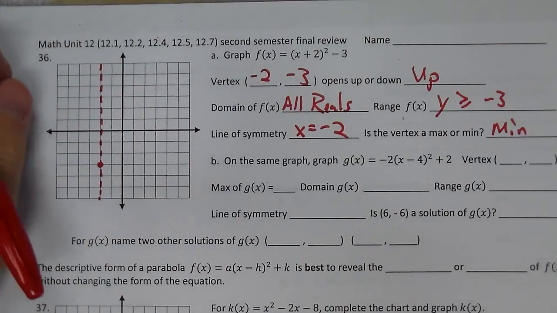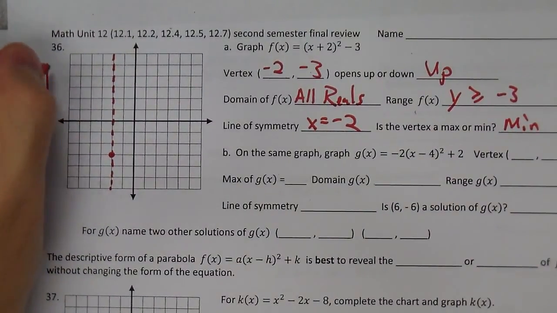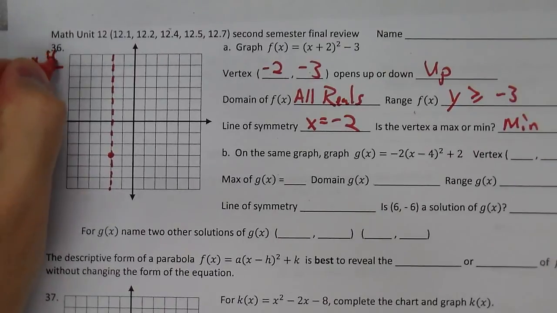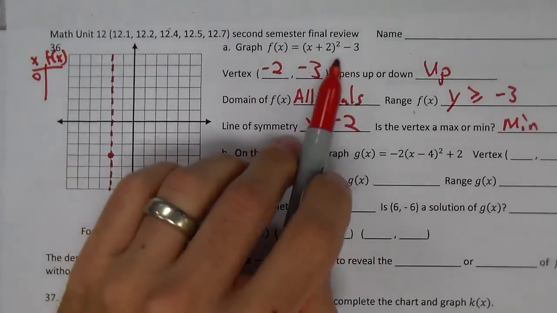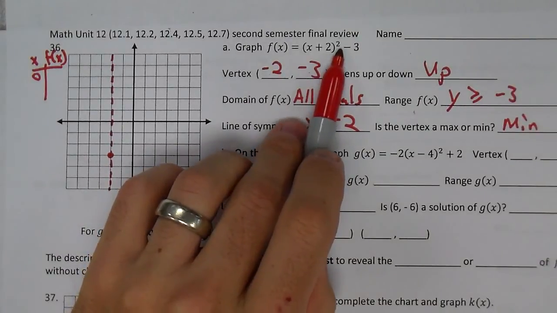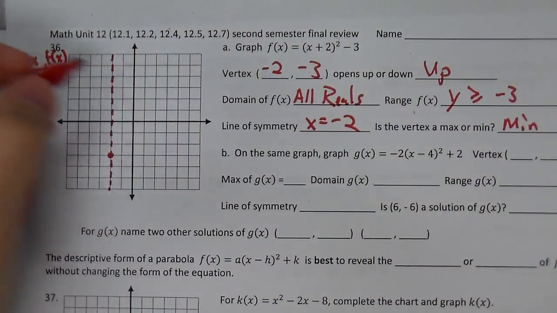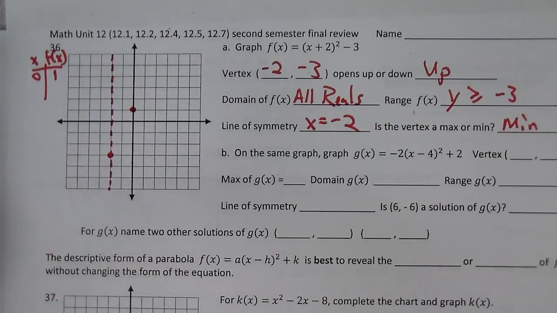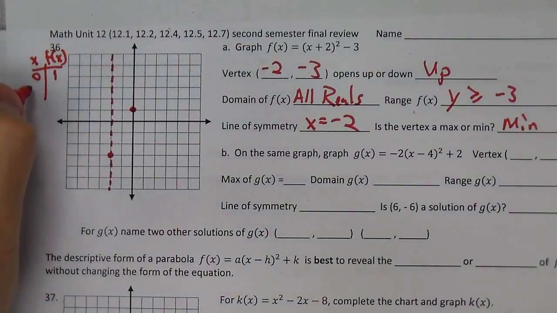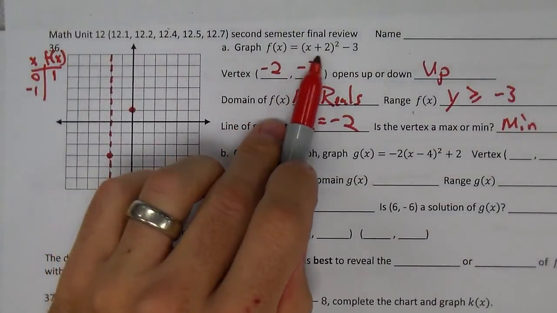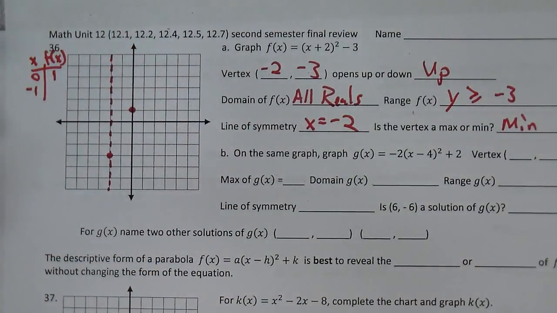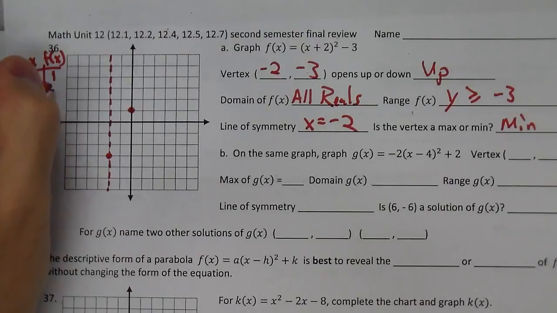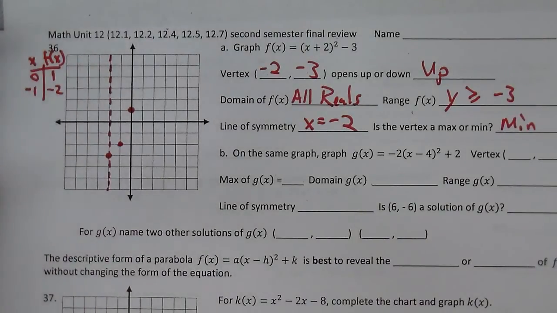Let's pick some points to plot. If I did, this is x and f of x. Let's try x is 0. If x is 0, I have 2 squared, which is 4, minus 3 is 1. So I know it hits there. If x is negative 1, negative 1 plus 2 is 1. 1 squared is 1. And then minus 3 is negative 2, which would be right here.